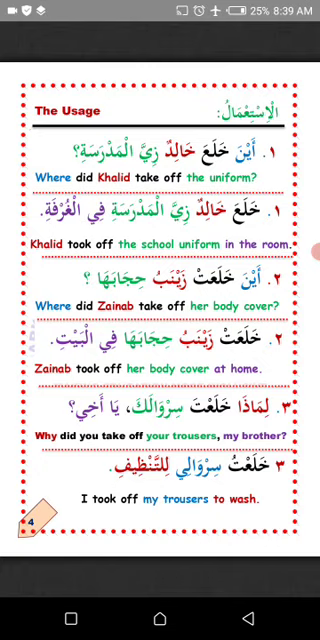ثلاثة, number 3. لماذا خلعت سروالك يا أخي. Why have you taken off سروالك, your trousers, يا أخي, my brother. Now the answer. خلعت سروالي للتنظيف. خلعت سروالي, I took off my trousers للتنظيف, to wash. لعلك فهمت? I hope you understand. So the reason behind taking off my trouser is to wash it.